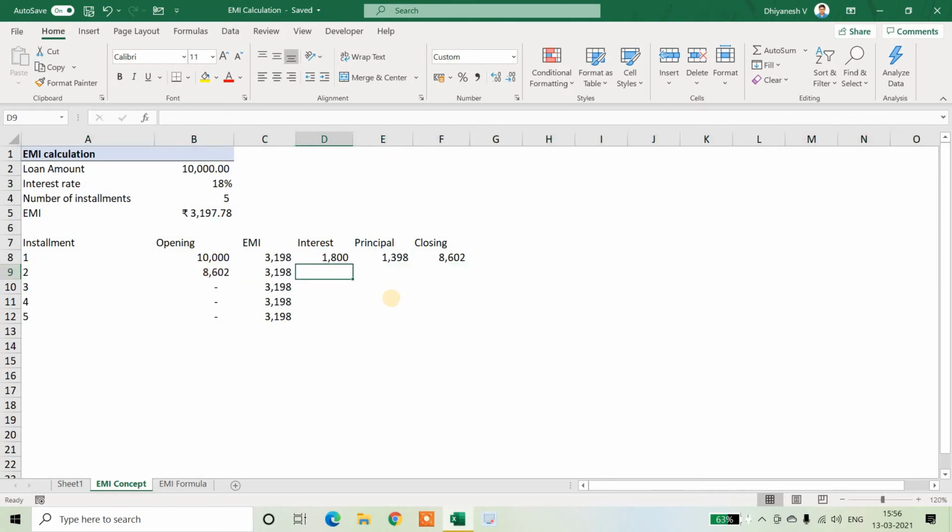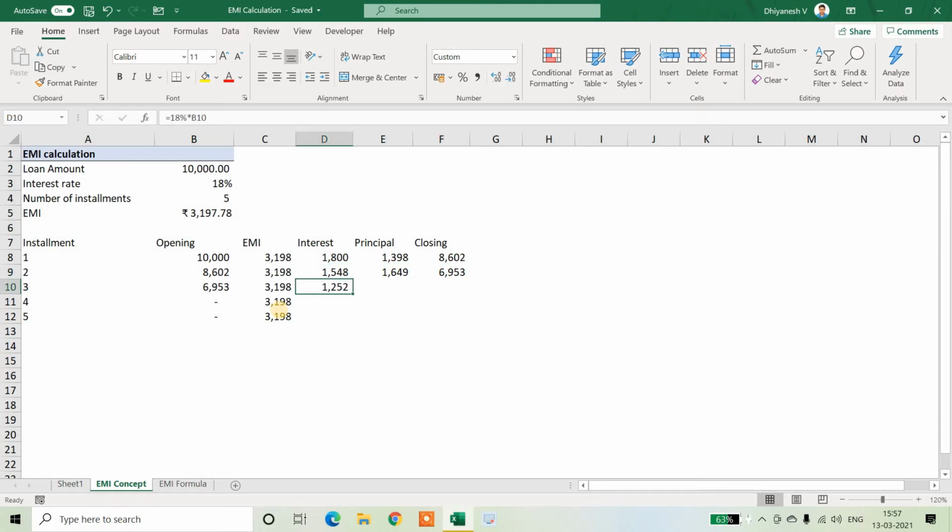So while calculating interest for the second installment, I will be calculating at the rate of 18% on the opening balance, that is 8,602, the reduced principal component. So 18% of 8,602 is 1,548, and whatever I pay above this 1,548 will be towards the repayment of principal. So if you add these two, 3,198 is what I am going to pay. So I am paying 3,198, of which 1,548 is towards interest, and the balance is towards the principal repayment. So the closing balance will be 6,953.